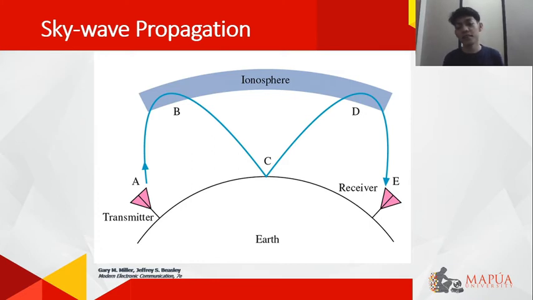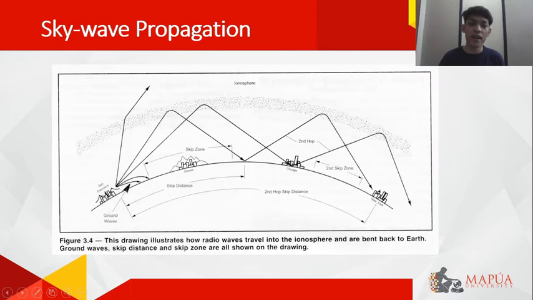Depicted on the screen are the things that I mentioned a while ago. This drawing illustrates how radio waves travel into the ionosphere and are bent back to Earth. Ground waves, skip distance, and skip zones are all shown on the drawing.